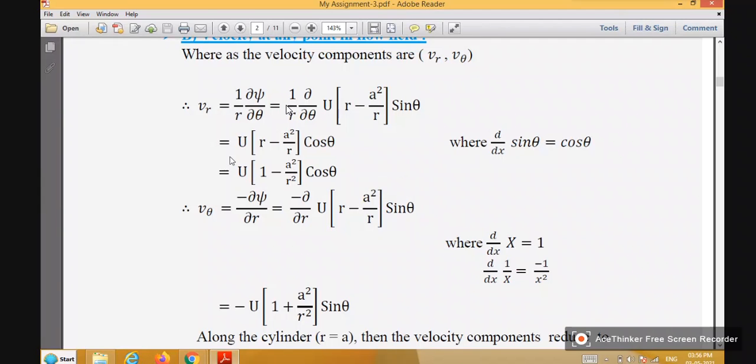Second step. First step is V_R equal to 1 by R dou psi by dou theta, right? Yes, sir. That is equal to 1 by R dou by dou theta of U into R minus A square by R sin theta. Yes, sir. Next, what is the next step? By parts. Where is that 1 by R? You have missed that 1 by R. Yes, sir.